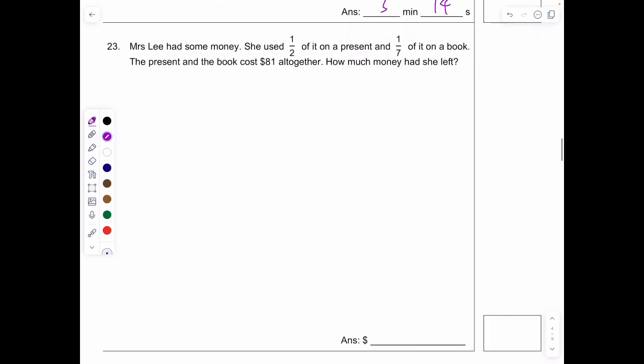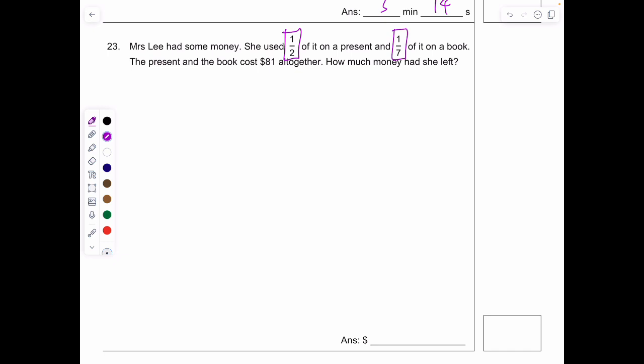Next, question 23. Mrs. Lee had some money. She used half of it on a present and 1/7 of it on a book. The present and book cost 81 altogether. How much money had she left?